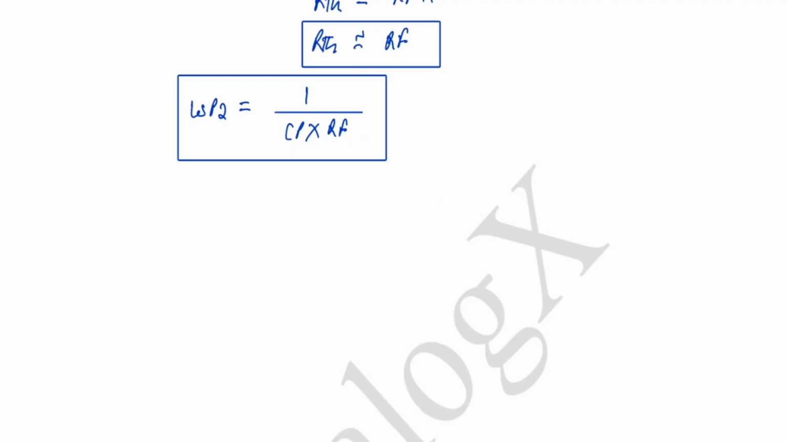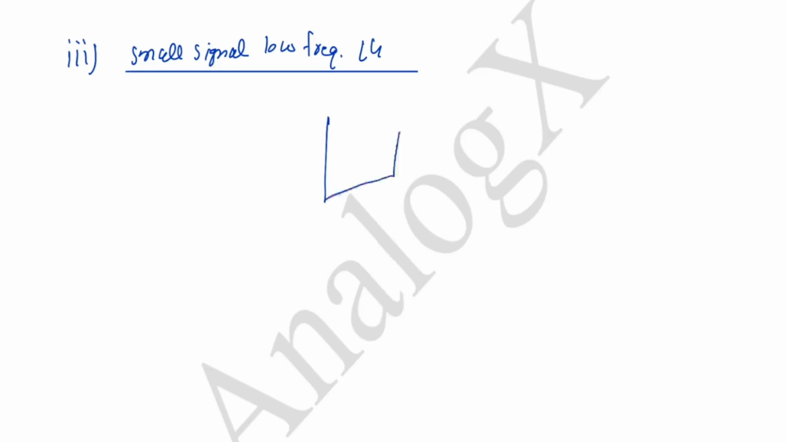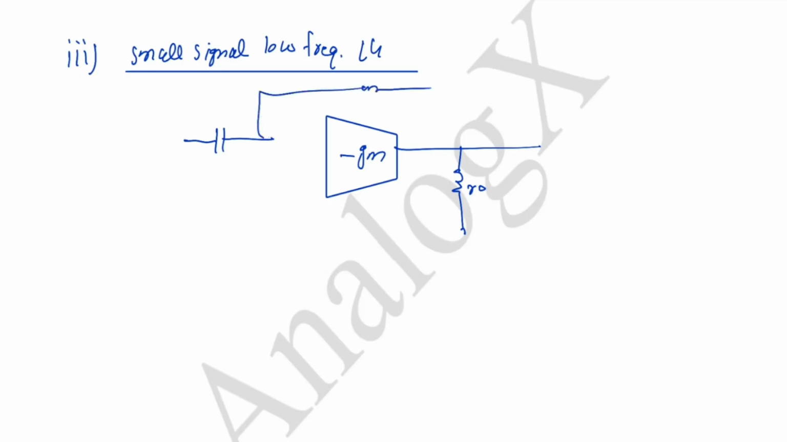Till now we haven't calculated our DC loop gain. So now let's calculate the DC loop gain. Don't call it DC, we will call it the small signal low frequency loop gain. Okay, so again let me draw that model. That is minus Gm, this is R naught, and this is our Cb, this is Rf, this is our test voltage.